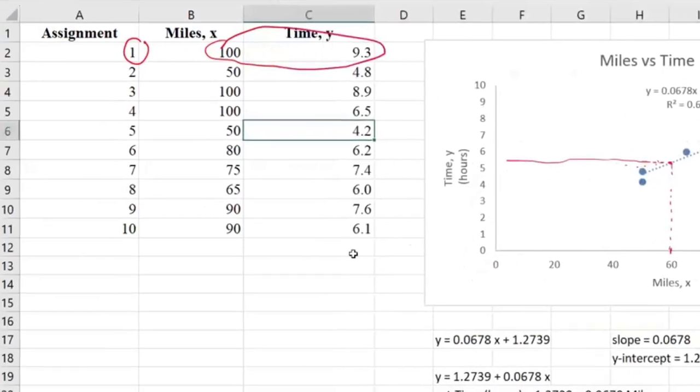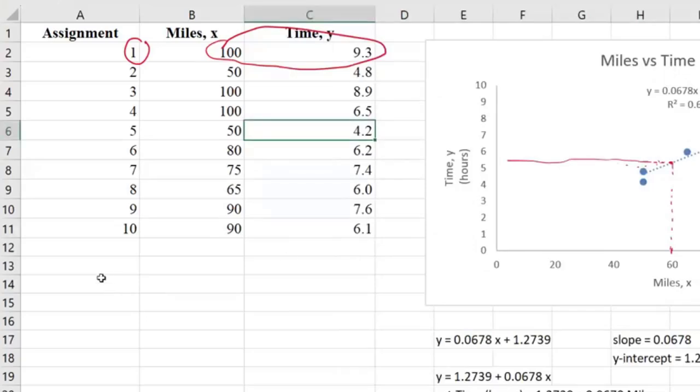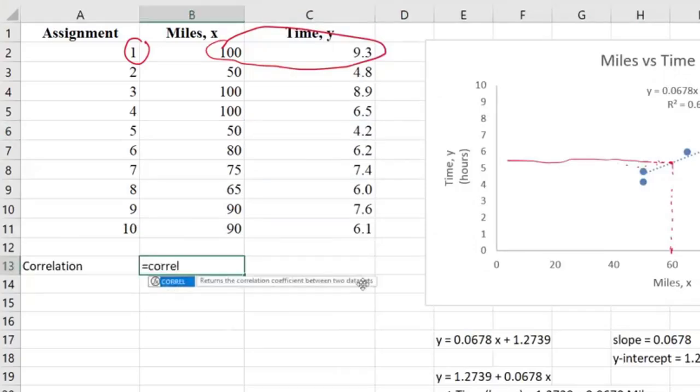So how do we get the correlation? Correlation is this function CORREL, and then parentheses, and you specify those two columns of values, miles and time.